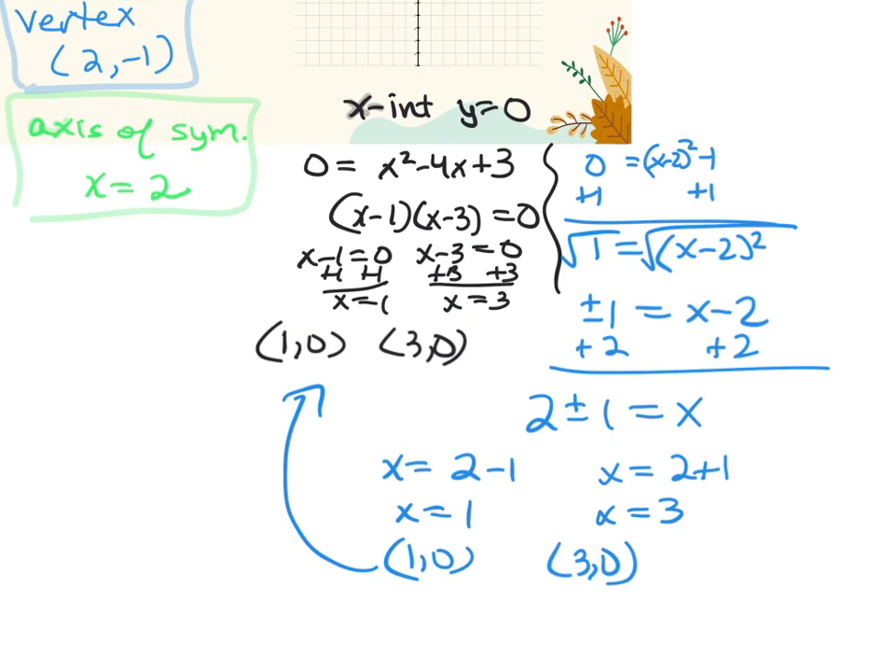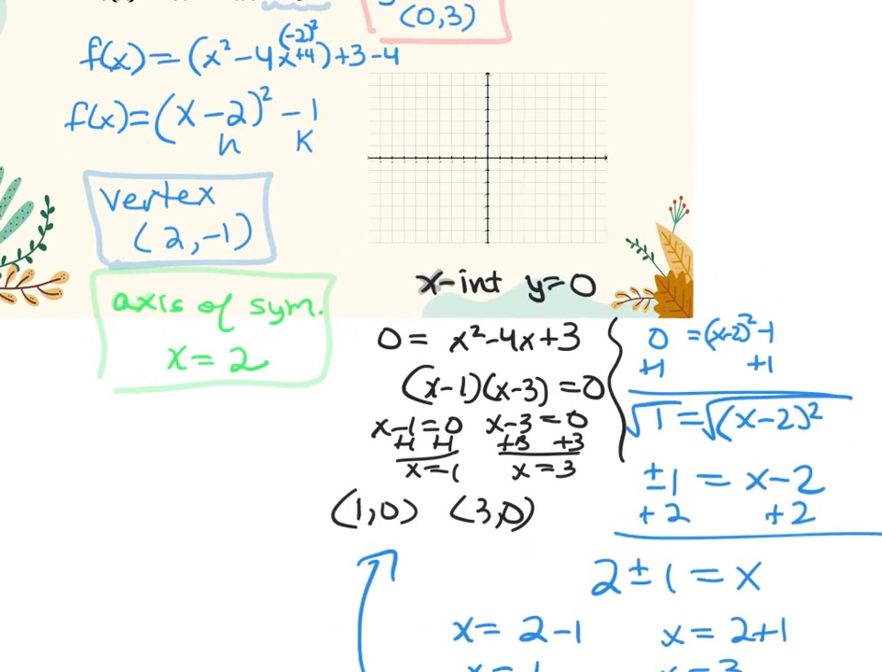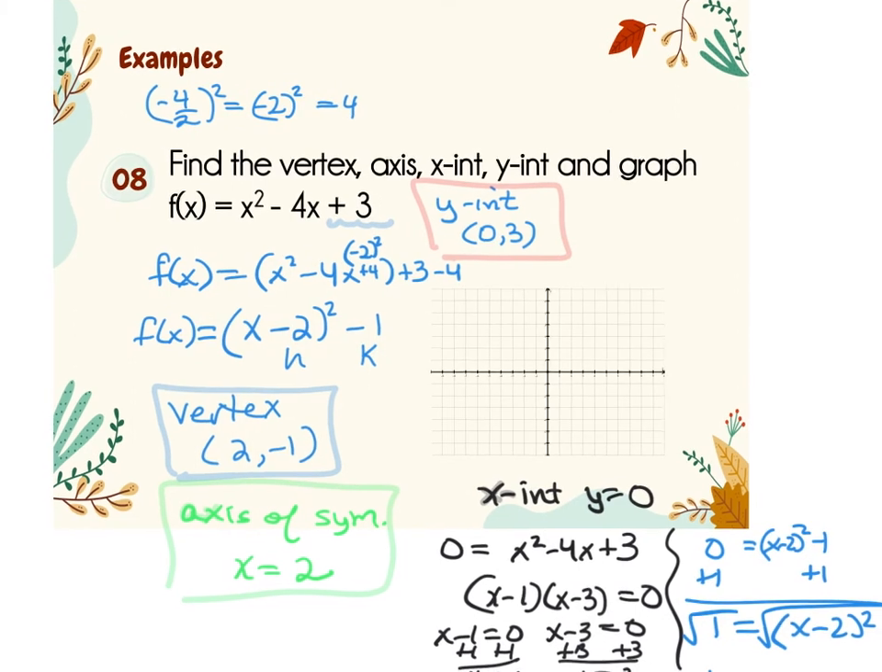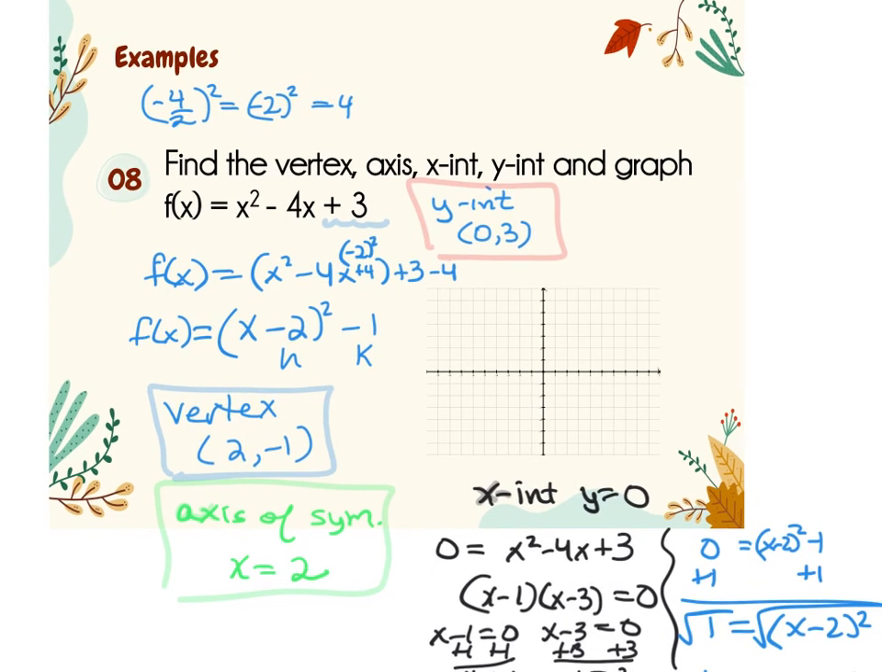So now let's go ahead and go to our graph and graph all of this information. So I'm going to graph my vertex. I'm going to graph it at the ordered pair 2, negative 1. I'm going to graph my y-intercept at 0, 3. I can put in my axis of symmetry here. Again, remember it's this equation of the line x equals 2.